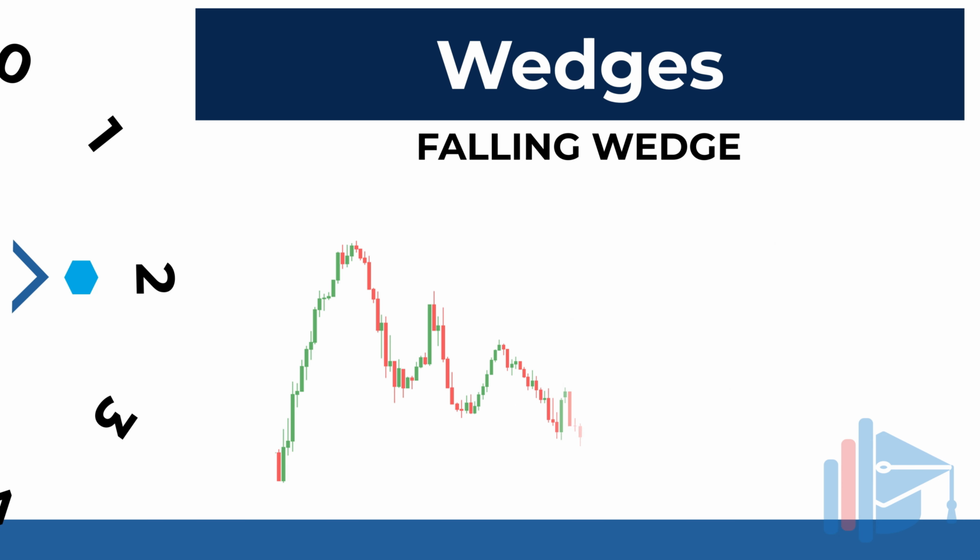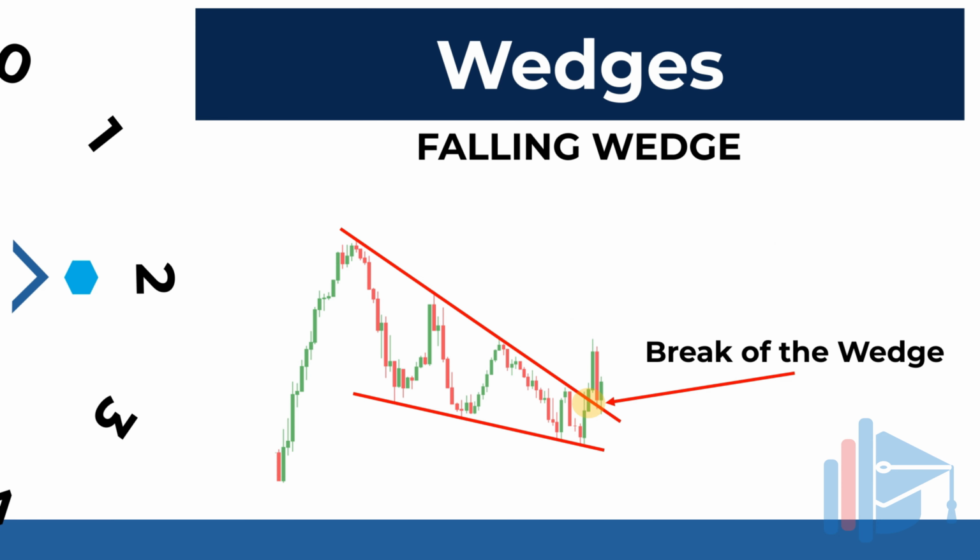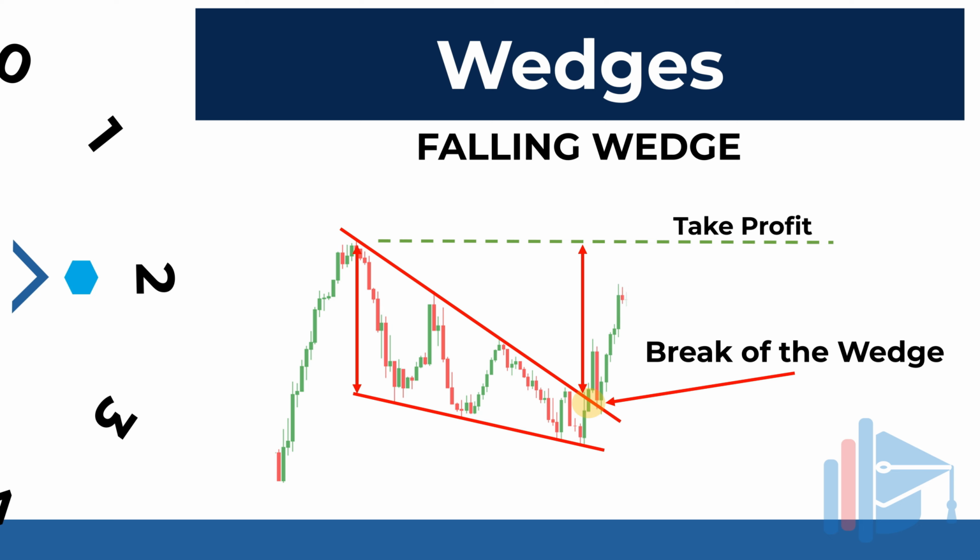To trade a falling wedge, traders wait for the resistance line to break. The target price is determined by measuring the vertical distance of the wedge at its widest point and projecting this distance upward from the breakout point.